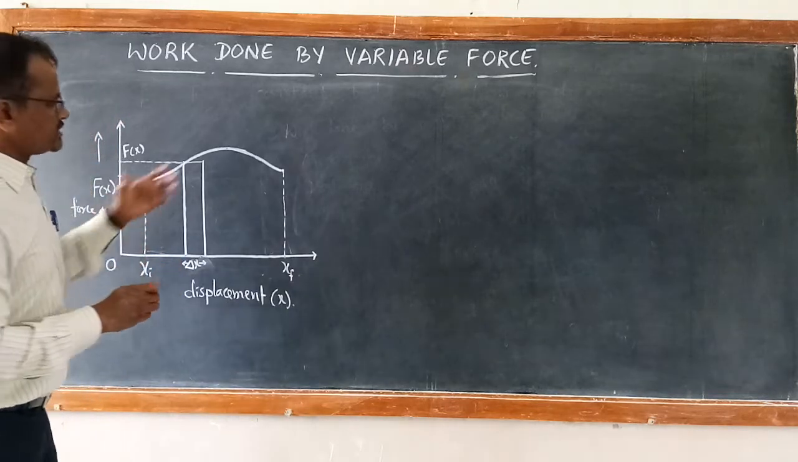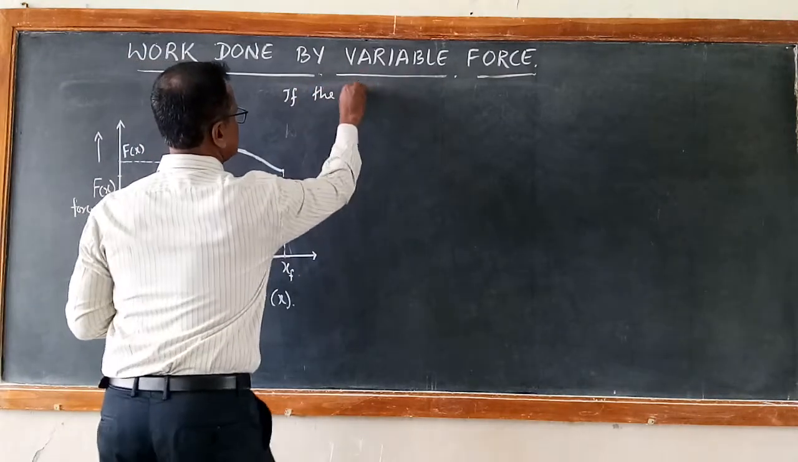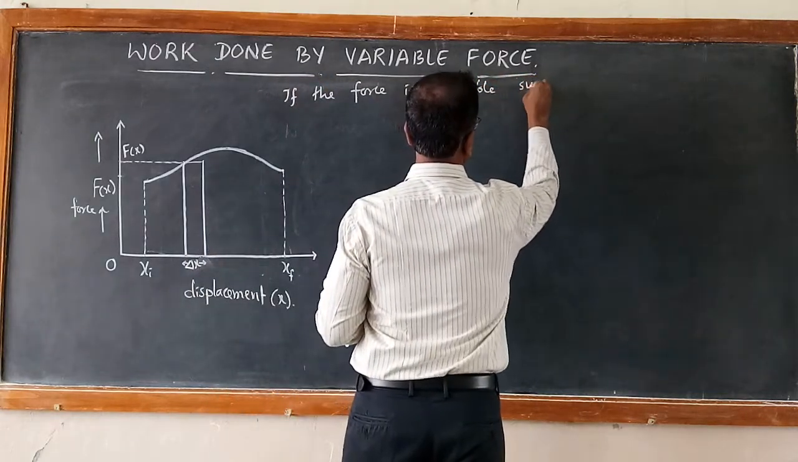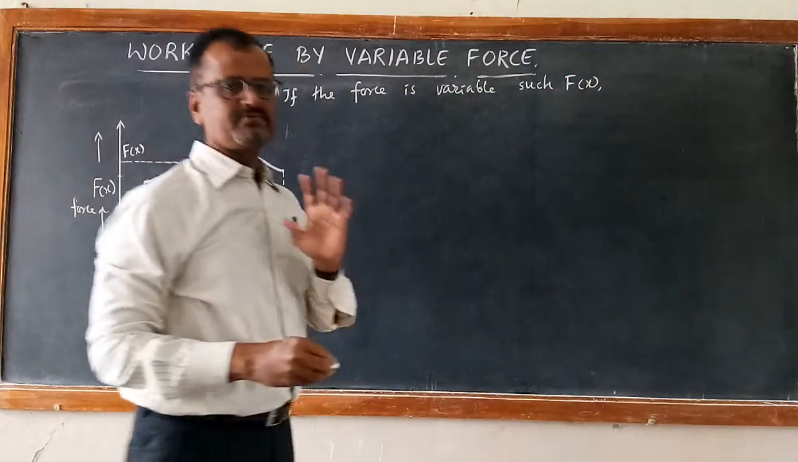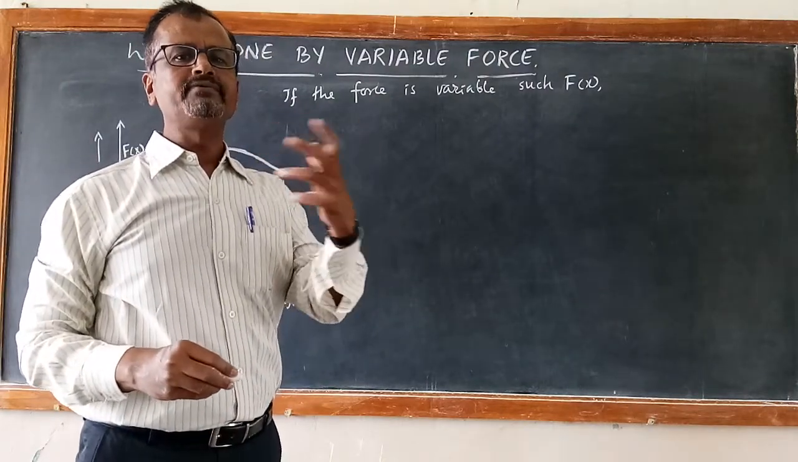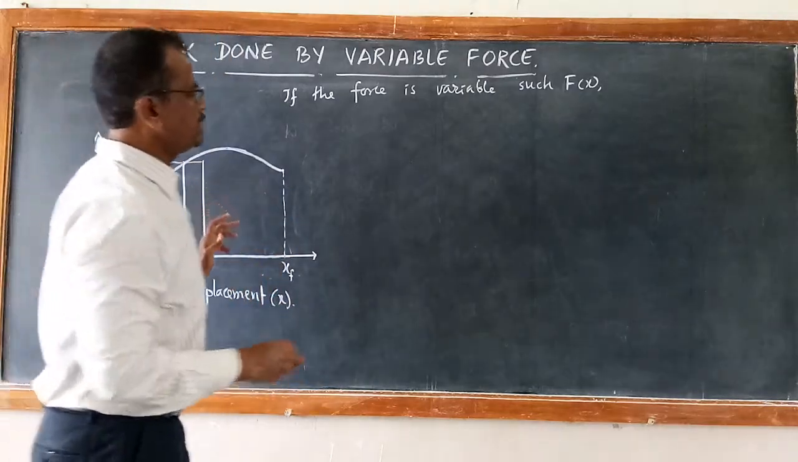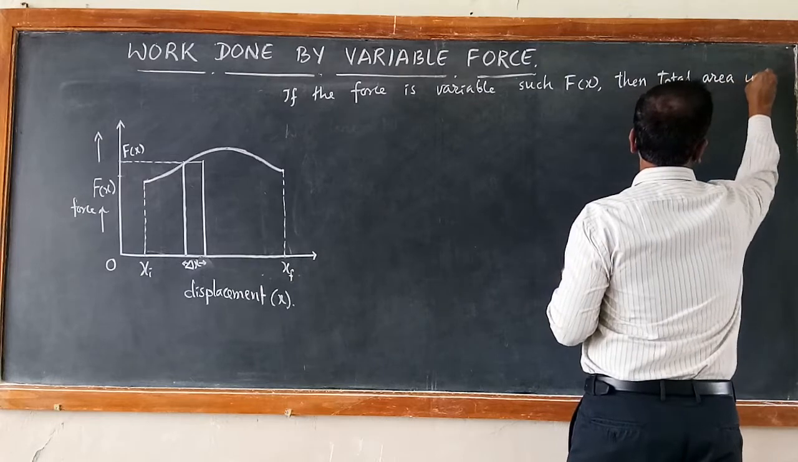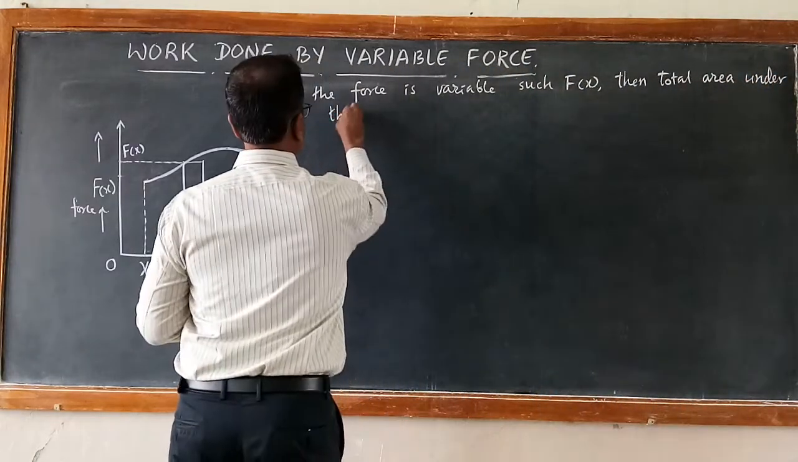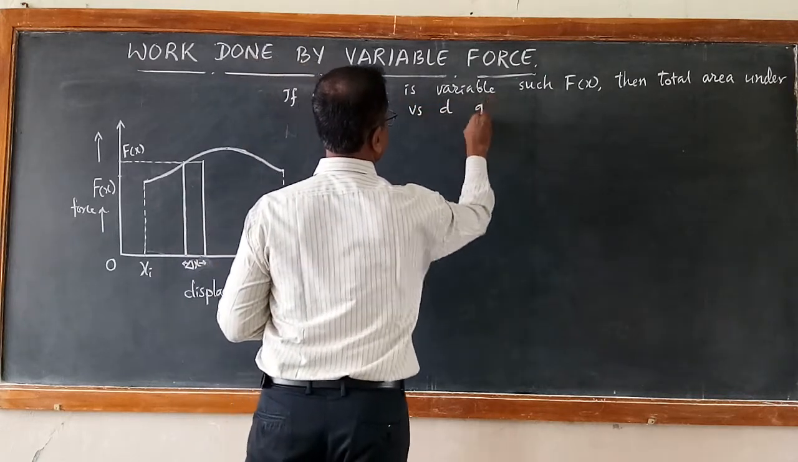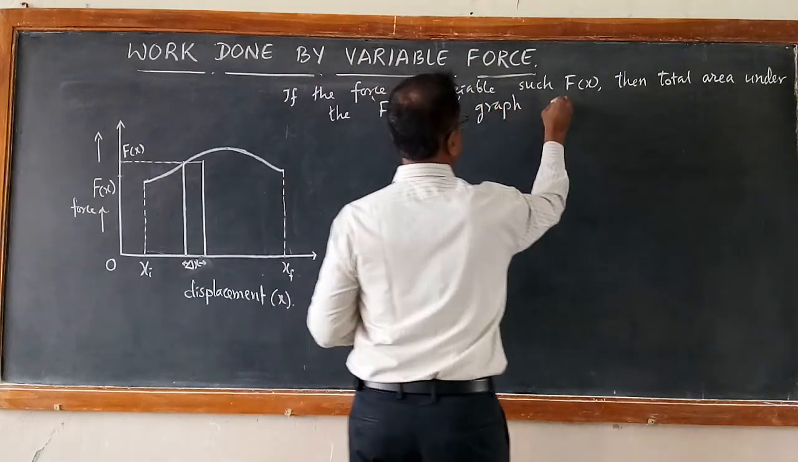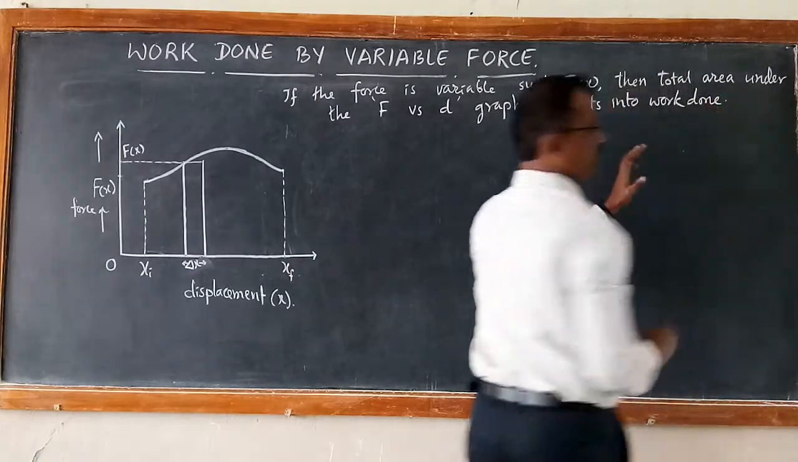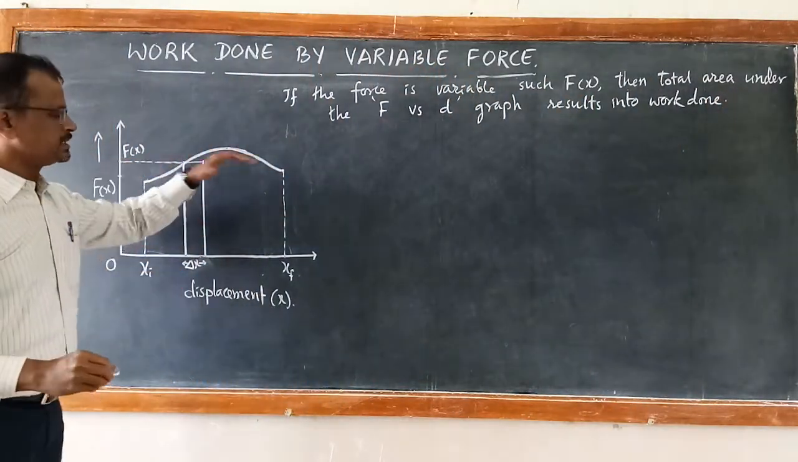So first I will write, if the force is variable, such as force as a function of x. Force as a function of x means from position to position the force is taking different values. Force is a function of position x. Then the total area under the F versus D graph results in work done. This is what we already know. Now we are going to calculate the area under this graph.